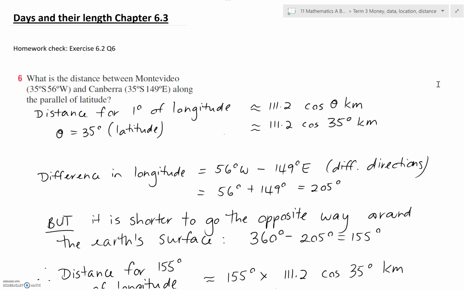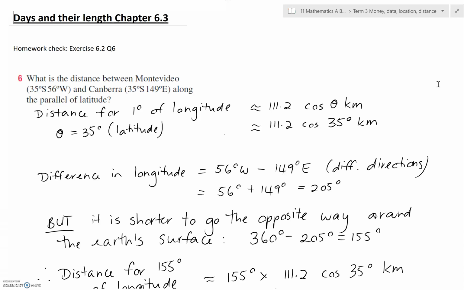So the question was, this was from exercise 6.2, what is the distance between Montevideo at 35 degrees south, 56 degrees west, and Canberra, 35 degrees south, 149 degrees east, along the parallel of latitude? Now, remember that directions are always written as latitude, then longitude. So that allows us to work out what's the same and what's different here. Also, those words, along the parallel of latitude, tells you that the latitude of those two places are the same.